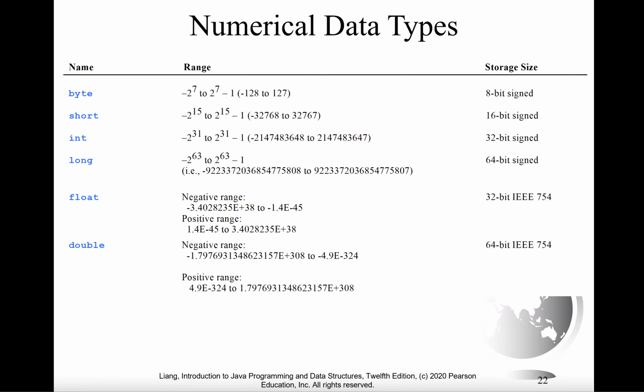Java provides 8 primitive data types for numeric values, characters, and Boolean values. In this table, you see 6 numeric data types. The first 4 are for integers, and the last 2 are for floating point numbers. For the byte, the storage size is 8-bit. It represents values from -2^7 to 2^7 - 1.